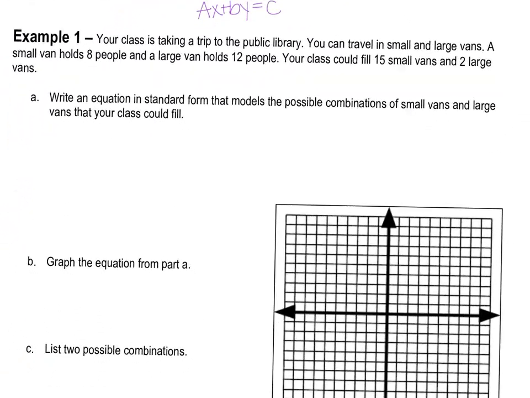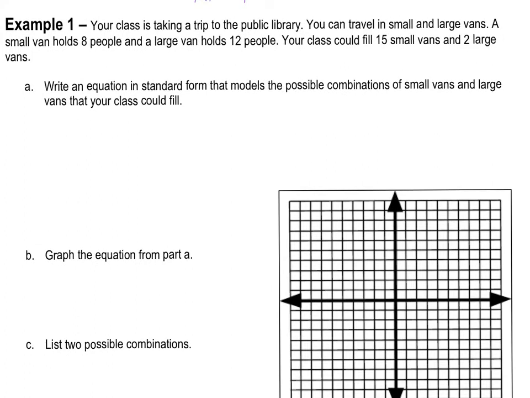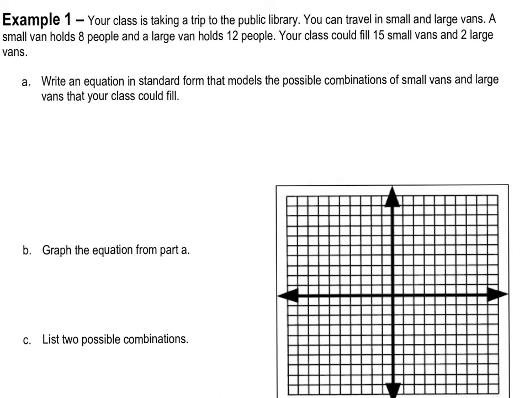In example 1 here, we have your class is taking a trip to the public library. You can travel in small and large vans. A small van holds 8 people, a large van holds 12 people, and your class should fill 15 small vans and 2 large vans. If we needed to write an equation in standard form that models the possible combinations of small vans and large vans that your class could fill, we are going to use this information to write those equations.